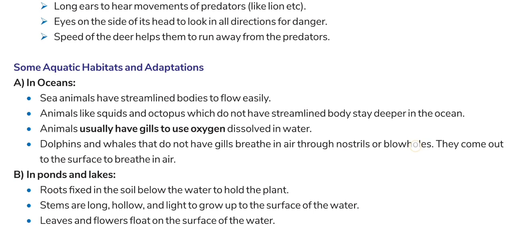Some aquatic habitats and adaptations. A. In oceans, sea animals have streamlined bodies to flow easily.